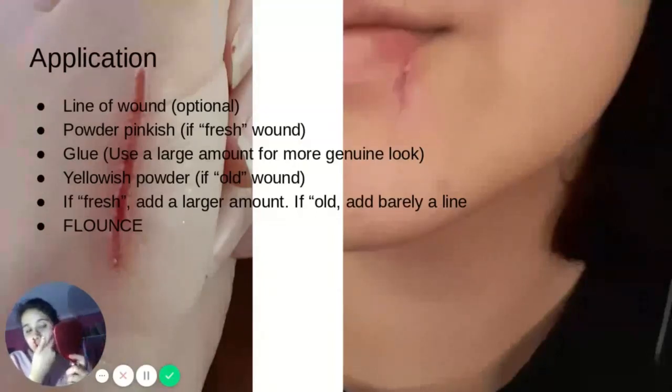The smudging is so that it can, 1, dry faster, and 2, look as closely as possible to skin.